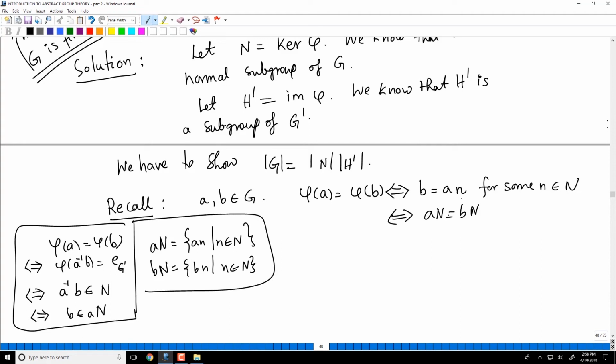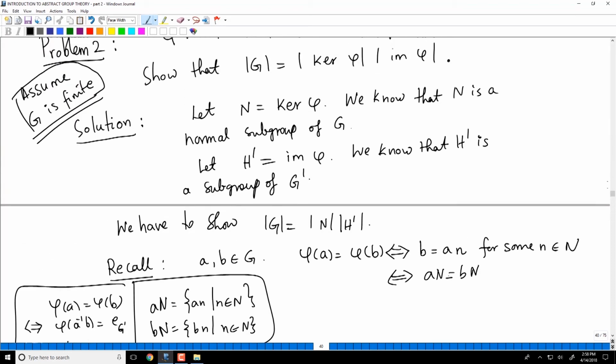Remember that if B is equal to An, an element of AN, then B is an element of BN, because you can take small n to be the identity element. So B is certainly in BN. So AN and BN have a common element, namely B. Hence they must be equal cosets. Remember, two left cosets are either identical or they have nothing in common. So we will use this to solve the problem. Now let's recall the problem.